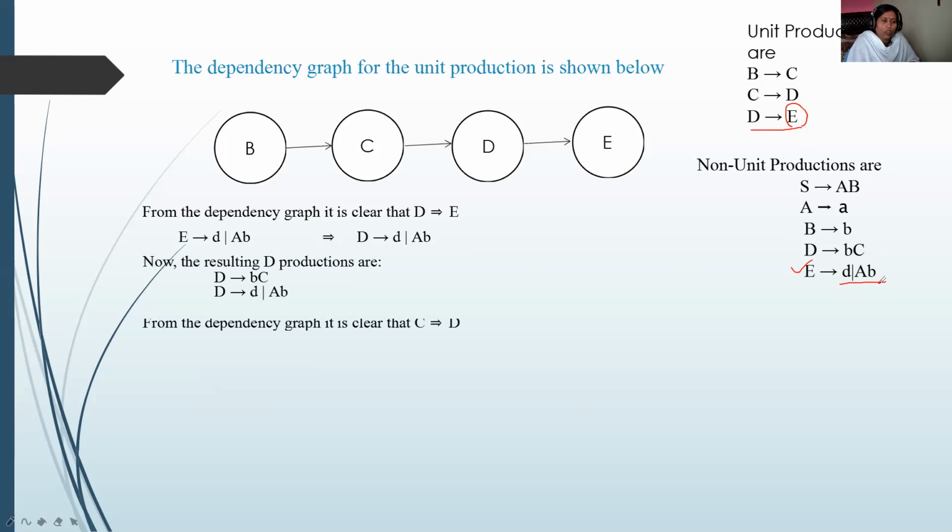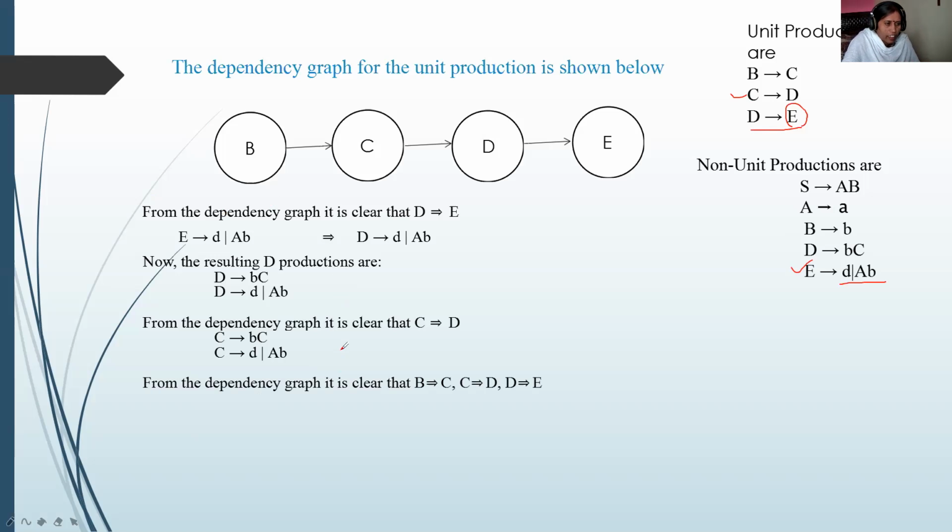Now next we have to go to the next one. See here, from the dependency graph, C is producing D. What all productions are there? What all are the non-unit productions of D? The non-unit productions of D are BC or D or AB. What we'll do here? Check here. C produces BC, or C produces D or AB.